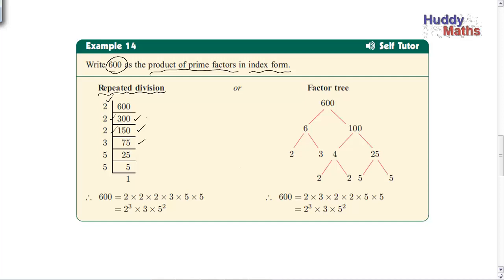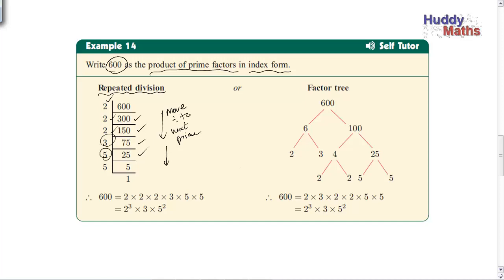Now 75 is no longer divisible by 2, so we move to the next prime. Coming down here, move our division to the next prime. So we are going to now divide by 3. 3s into 75 go 25. 3s don't go into 25, so we're going to keep moving to the next prime.